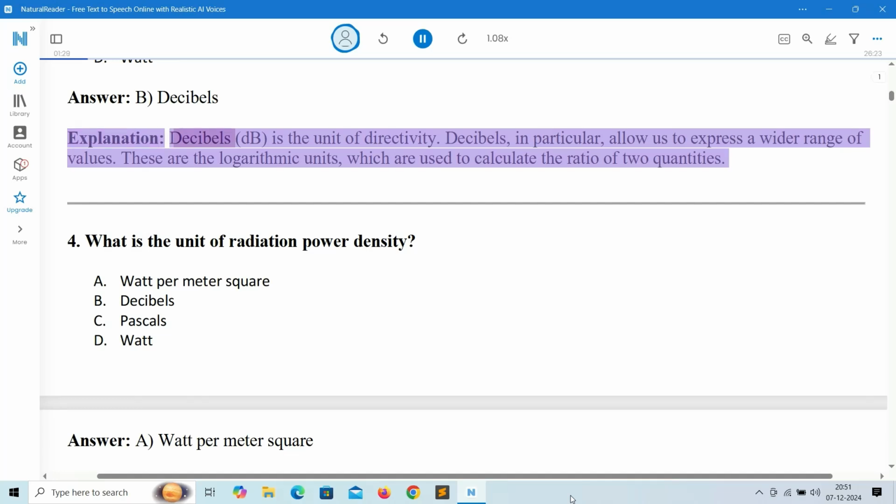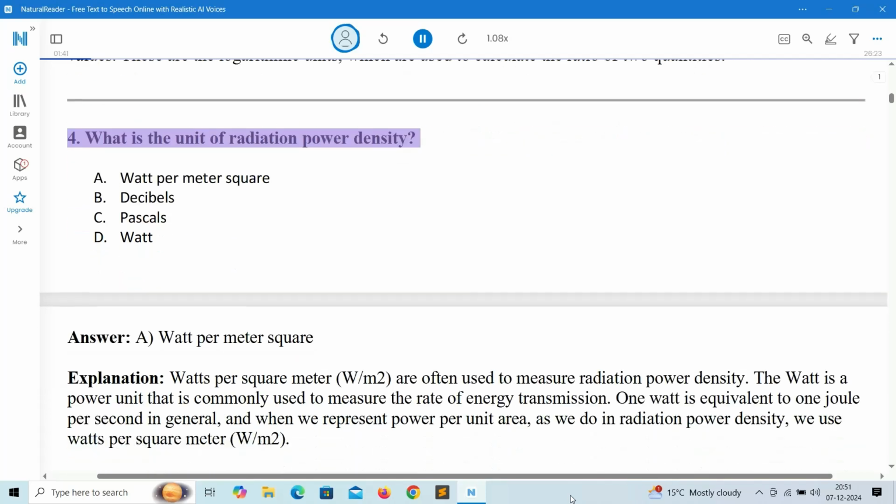Explanation: decibels, dB, is the unit of directivity. Decibels, in particular, allow us to express a wider range of values. These are logarithmic units, which are used to calculate the ratio of two quantities.